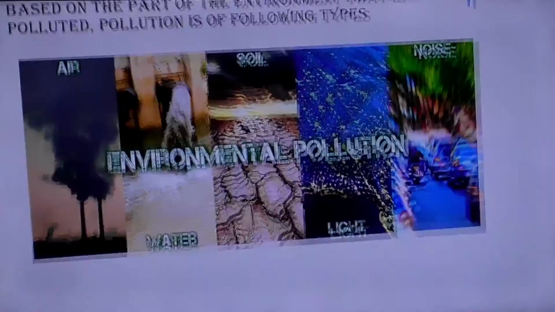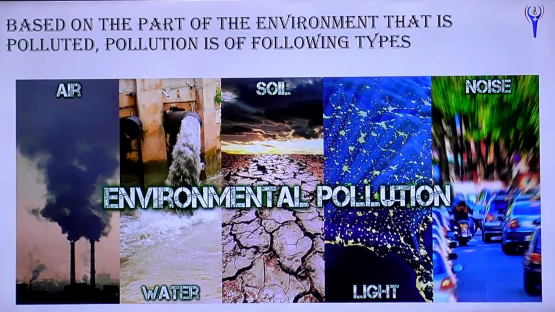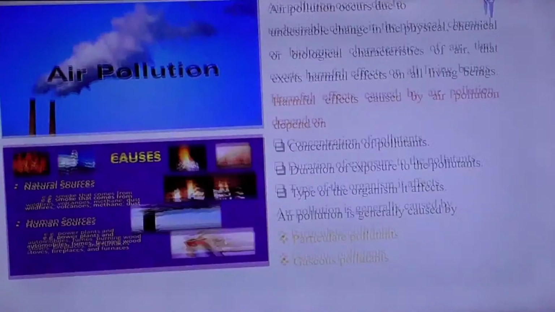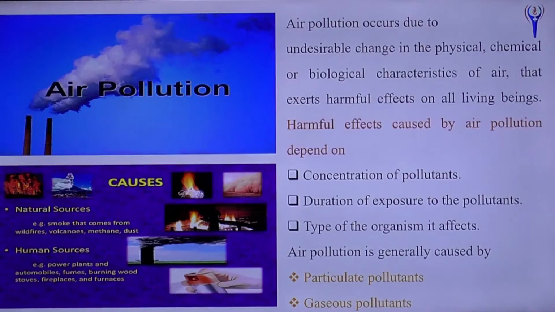Based on the part of our environment that is polluted, pollution is of five types: air, water, soil, light and noise. Air pollution. What is air pollution? Any undesirable change in the physical, chemical or biological characteristics of air. The harmful effect caused by air pollution depends on the concentration of the pollutant, how much time it has been exposed to the pollutants, and the type of organisms it affects. And air pollution is caused by two kinds of pollutants, particulate and gaseous.